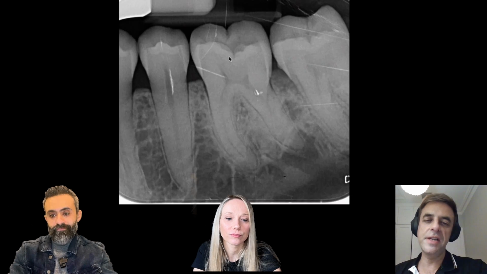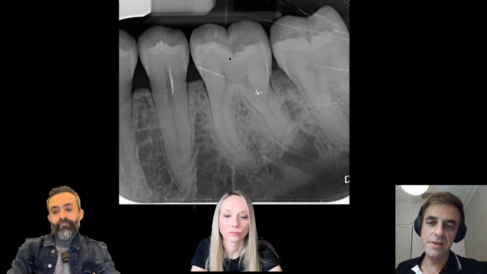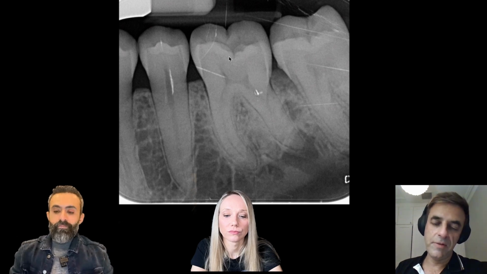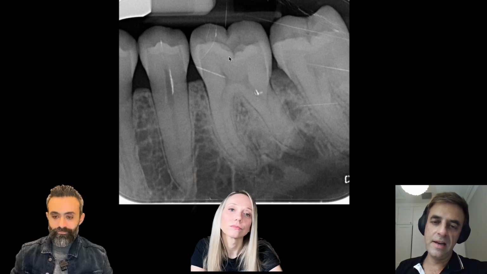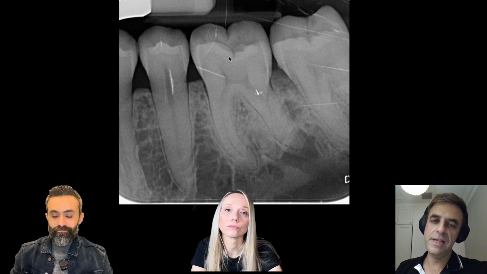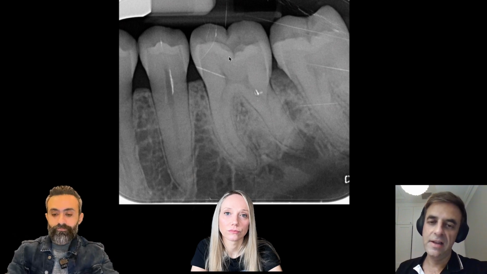Yeah, so this is an interesting one. The patient came in. This is a general dentist's radiograph. You can see there's a radiolucency at the apex of the first molar, the distal root, and I'm looking at the tooth, and it responds to testing. And obviously, the dentist has tested the tooth, and it's vital. And they're wondering what to do here.